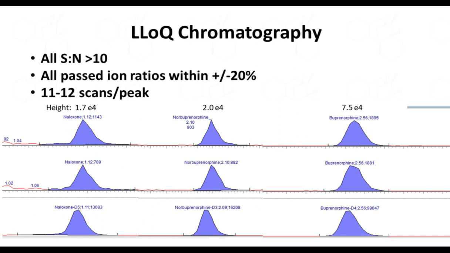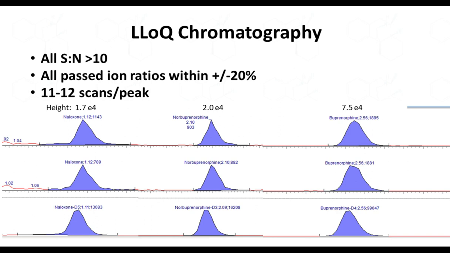So as a chromatographer, we always have to show you peaks. This is naloxone, norbuprenorphine, and buprenorphine. This is the quantitative MRM trace at the lower limit of quantitation, so this is the cutoff. You can see that the peak shape is not ideal for naloxone or norbuprenorphine. It's much better for buprenorphine, which has a much greater response for the same concentration.